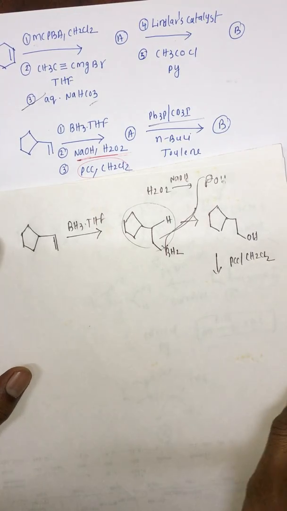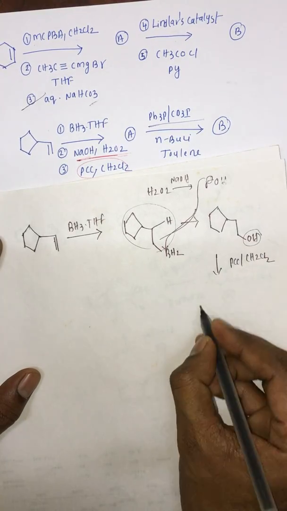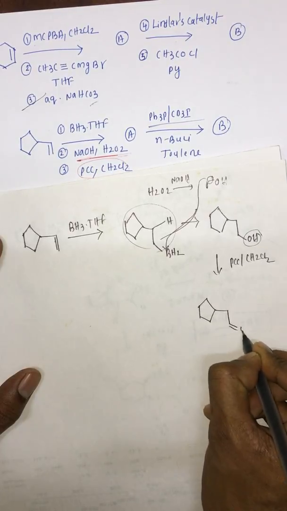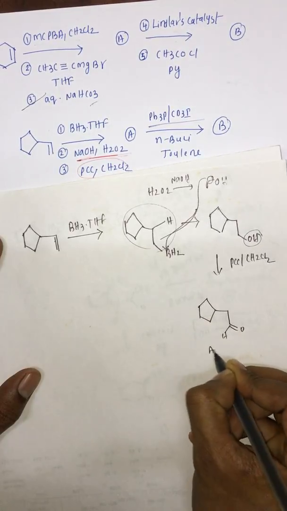Next, in the following step we have PCC in the presence of dichloromethane. PCC is the oxidizing agent. It converts alcohols into carbonyl compounds. So this primary alcohol converts into an aldehyde. So this is product A.